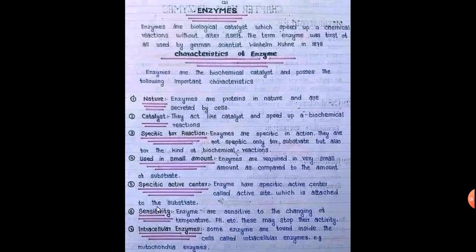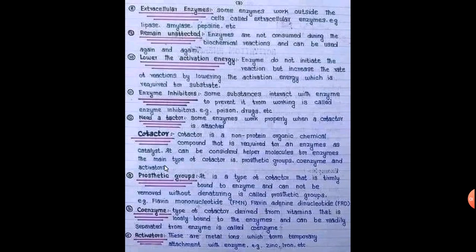The next one is enzyme sensitivity. They are very sensitive because they are protein in nature. So when proteins are subjected to harsh conditions like high temperature or pH, they are going to be denatured. So enzymes are also sensitive to harsh temperatures and pH. Enzymes may be intracellular or extracellular. They can be found in the cells, for example mitochondrial enzymes, or they can be found outside cells like the enzymes in the digestive tract.